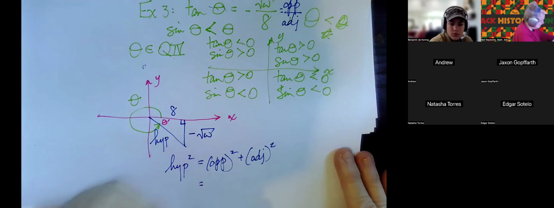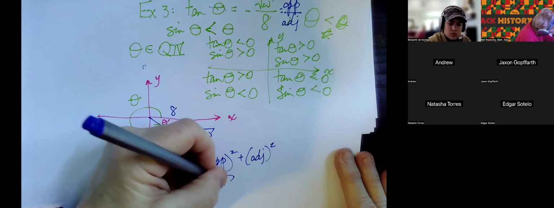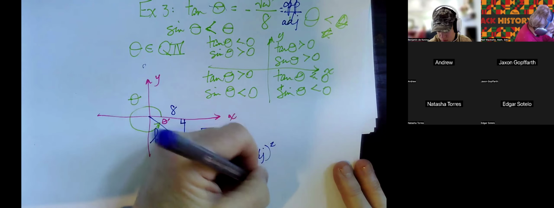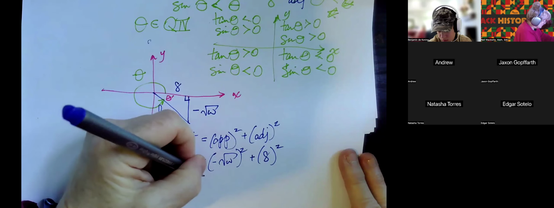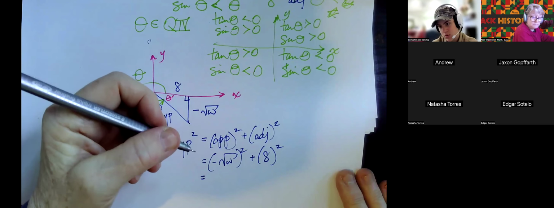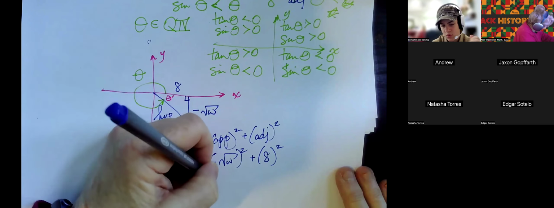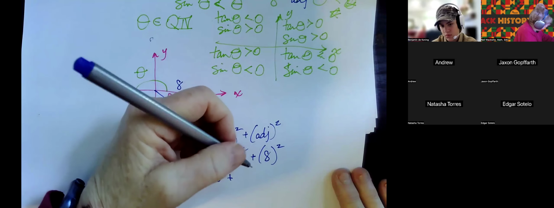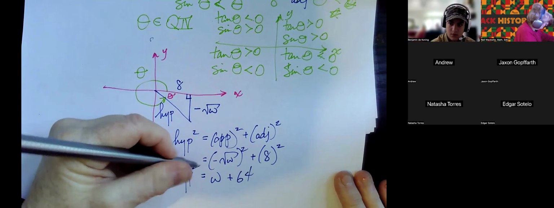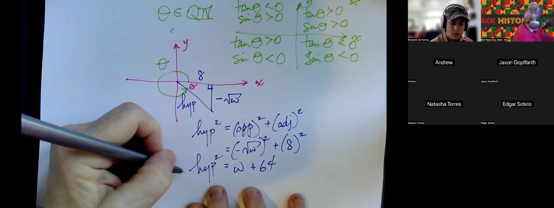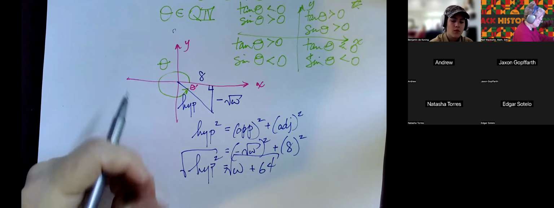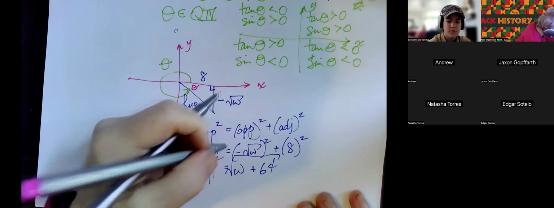Let's see, opposite is negative square root of w. The adjacent is 8. What is negative square root of w squared? W. Good. And 8 squared, 64. Beautiful. If the hypotenuse squared is this, we can take the square root of both sides, and we've got to throw in plus or minus.